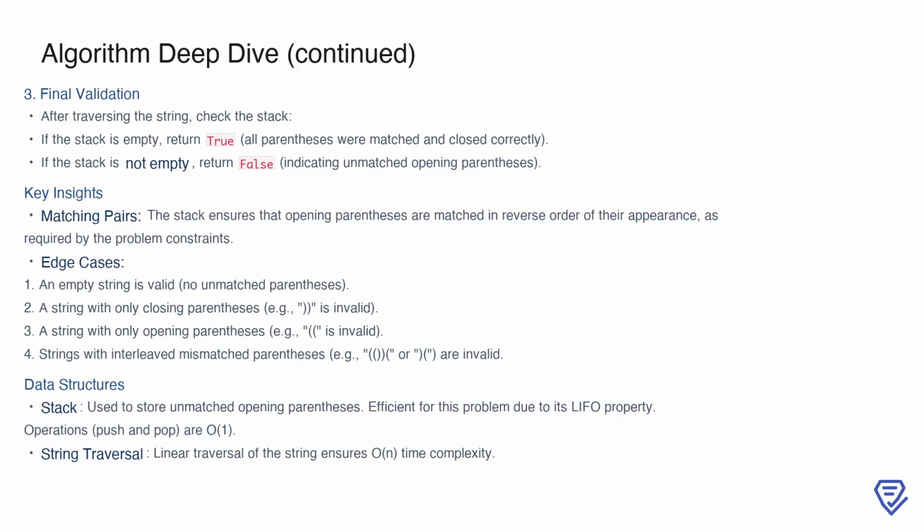There are important edge cases to consider. For example, an empty string is valid because there are no unmatched parentheses. On the other hand, strings with only closing parentheses or only opening parentheses are invalid. Similarly, strings with mismatched or interleaved parentheses are also invalid. Using a stack is efficient because its operations, push and pop, run in constant time, and the overall string traversal gives us a linear time complexity.